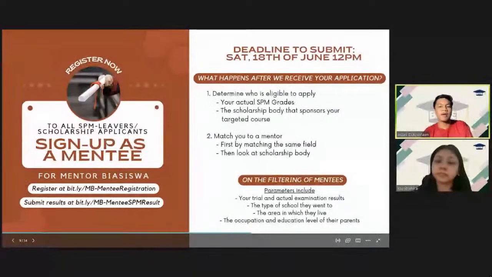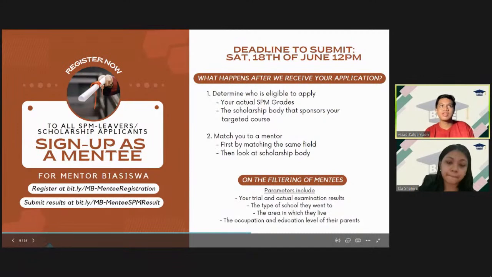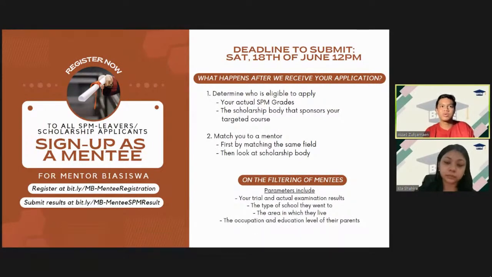So second, we'll match you up with a mentor. Our method of pairing mentors with mentees is by matching the intended field of study of the mentees with mentors who are already in that field. So let's say you are applying to engineering, you'll be paired with a mentor who is currently studying engineering. And likewise, if you are still undecided, like if you are planning to apply for a degree in economics or engineering, then you would probably be paired with someone who also had the same experience.